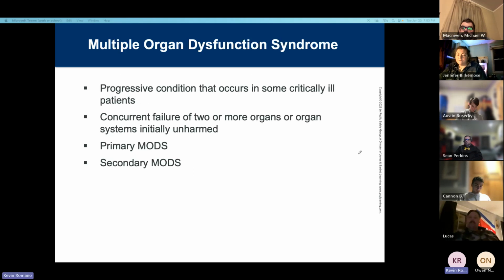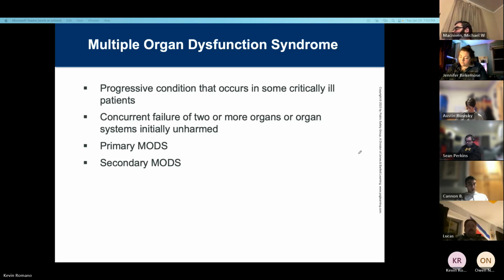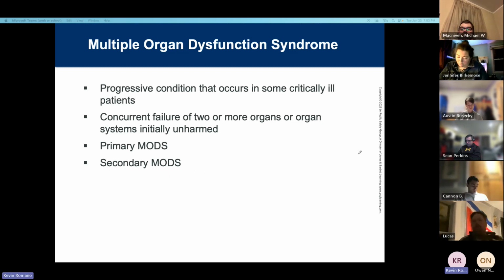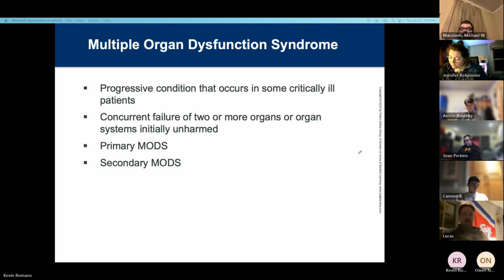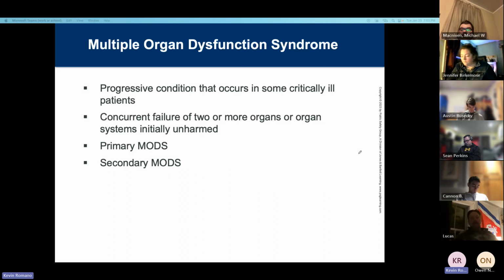Multiple organ dysfunction syndrome, or MODS, M-O-D-S, is a progressive condition that occurs in some critically ill patients. It is the concurrent failure of 2 or more organs or organ systems that were initially unharmed. Respiratory, hepatic, renal, hematologic, neurologic, and cardiovascular systems are surveyed in diagnosing MODS. The overall mortality rate varies widely depending on the underlying etiology and timely diagnosis and treatment.